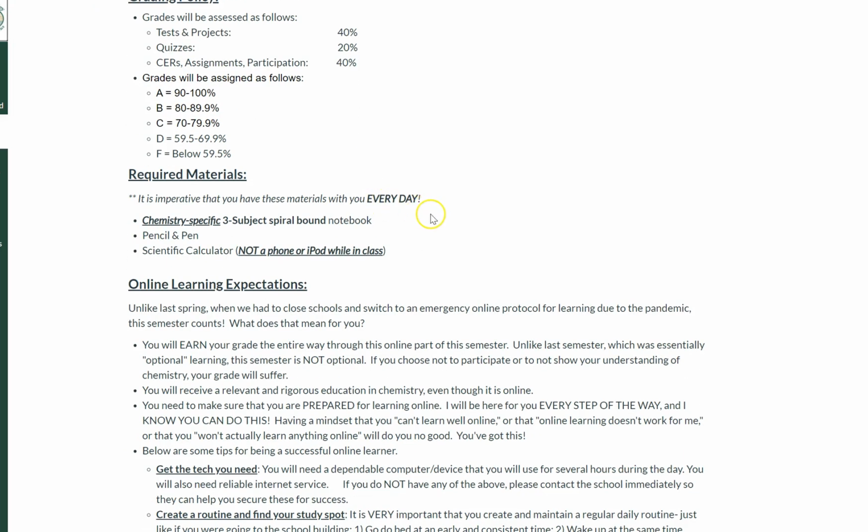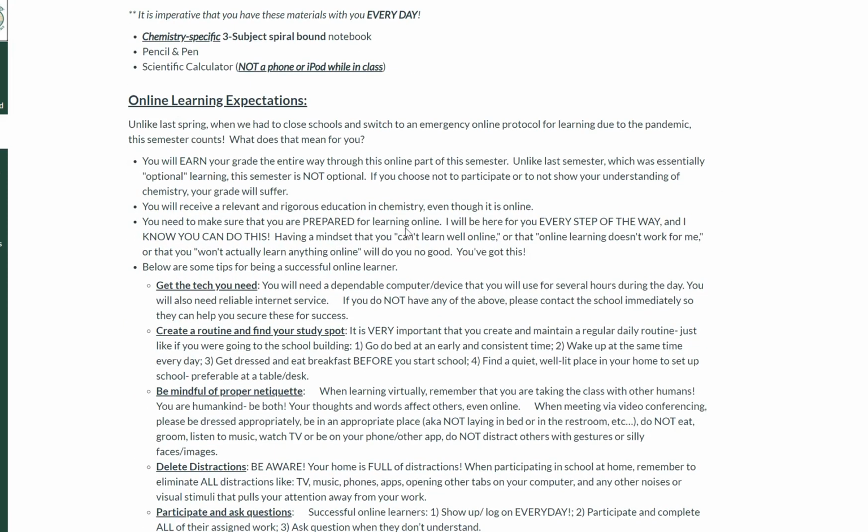Right now in the online time, there are not many required materials, but I do ask that students keep all of their notes and work for this class in one place at least. A 3-subject spiral-bound notebook is ideal, but again, as long as they keep their papers all in one place, they're good.